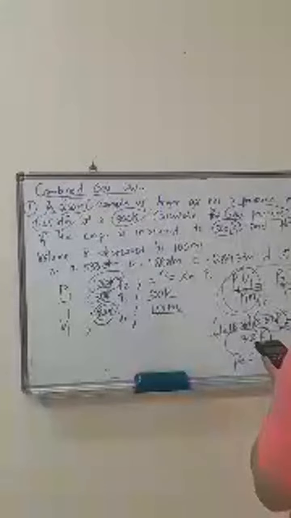Okay. So, 30. Like that. 500 times 1.25. Like this.